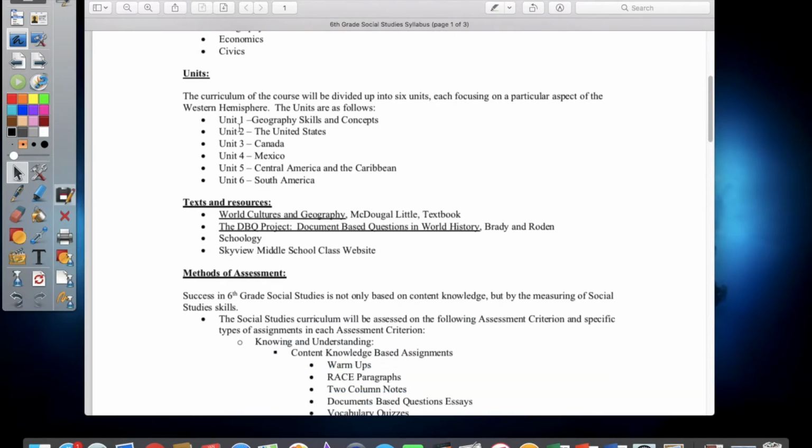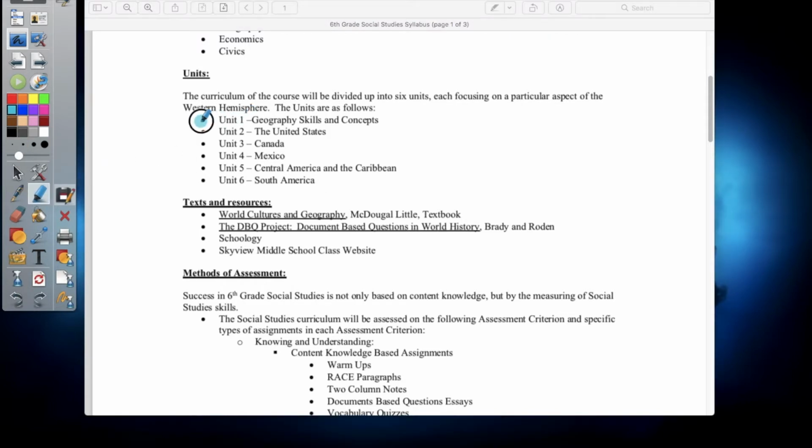Now, for our units, I've broken down your curriculum into 6 units. Up to this point, Unit 1 and Unit 2 are fully completed. We're going to be starting off in the second half of Unit 3 for Canada. So for those of you who are brand new to my class, we'll be doing our DBQ essays about that. We'll talk a little bit about that more later on. And for the rest of the year, we'll be focusing on Mexico, Central America, and the Caribbean, as well as South America.